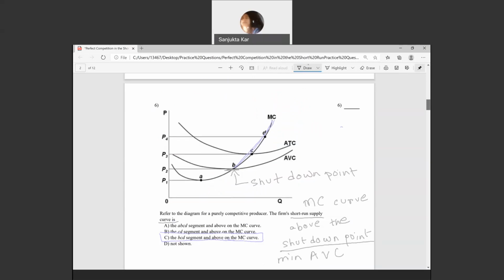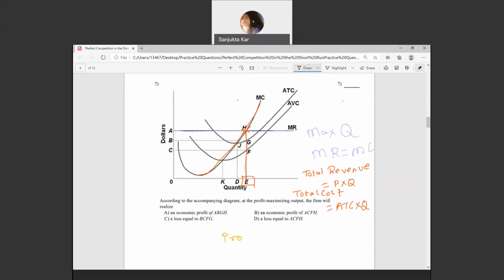Going to question number 6 here. They're asking us to find the short run supply curve. So the short run supply curve for a firm in the perfectly competitive market structure, this will be the marginal cost curve above the shutdown point. The shutdown point is the minimum point of average variable cost curve. So this segment BCD is the supply curve in the short run.